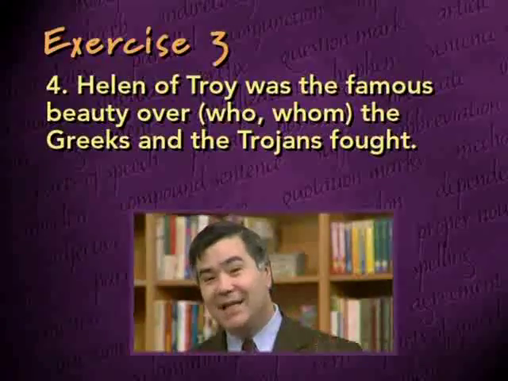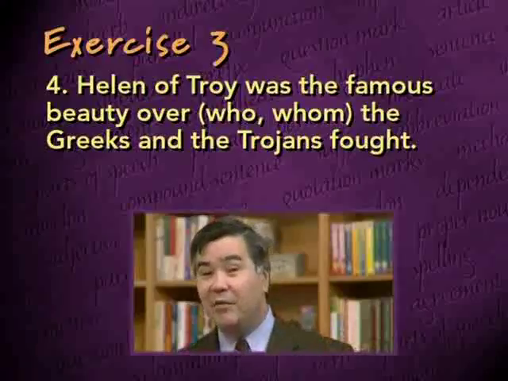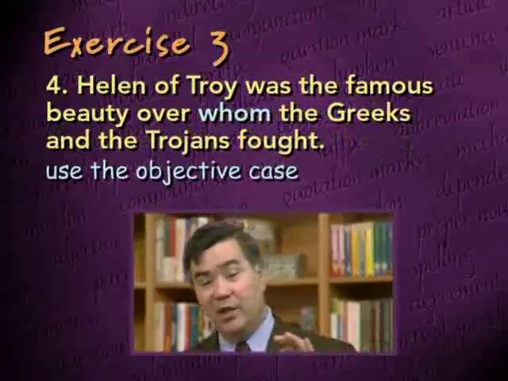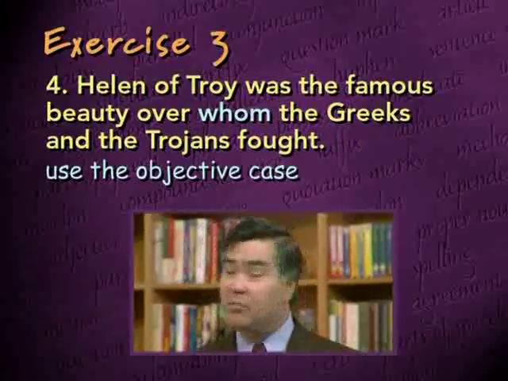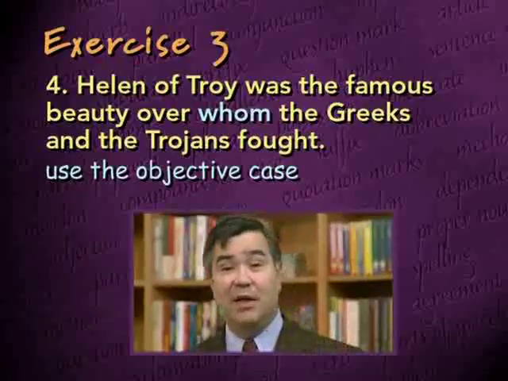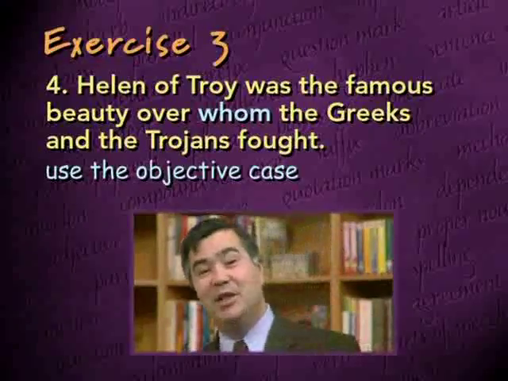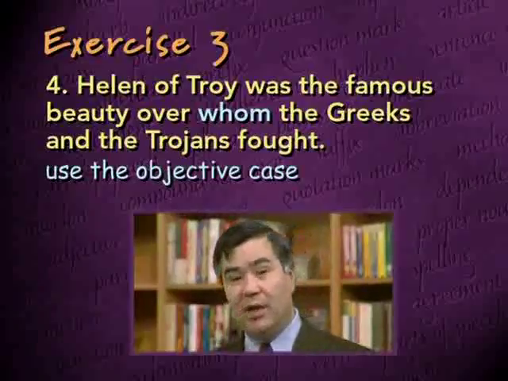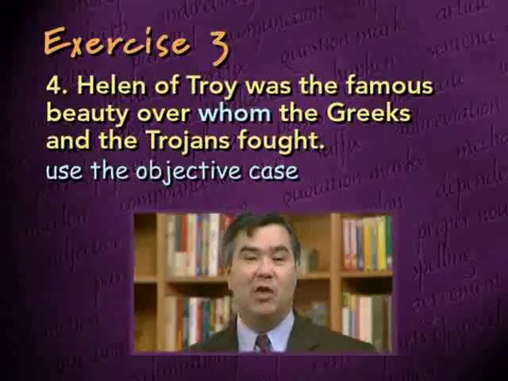Therefore, whom is not the subject of the verb, rather it's the object of the preposition over. And for that reason, the objective case, whom, is correct. We looked for the verb, and then we asked, is who or whom the subject of the verb? And the answer is no. The Greeks and the Trojans are the subject of the verb. Since who or whom is not the subject of the verb, instead it's the object of the preposition, whom is correct. So this sentence should read, Helen of Troy was the famous beauty over whom the Greeks and the Trojans fought.